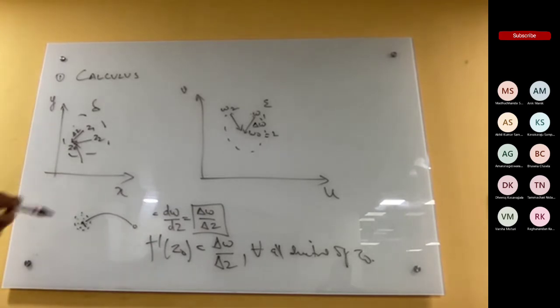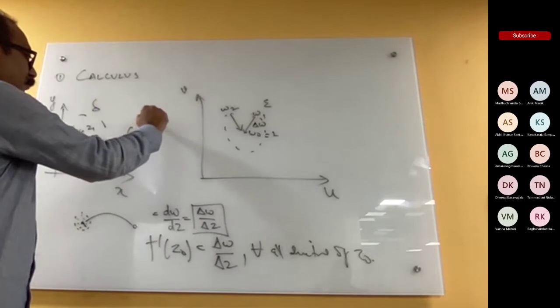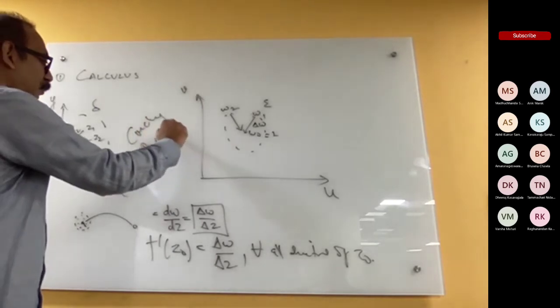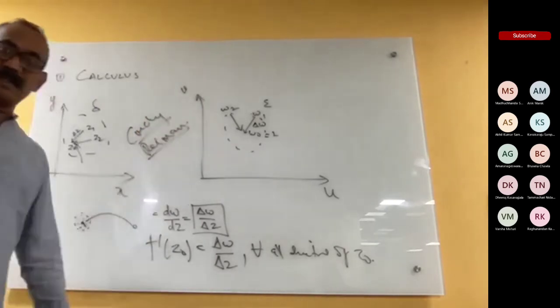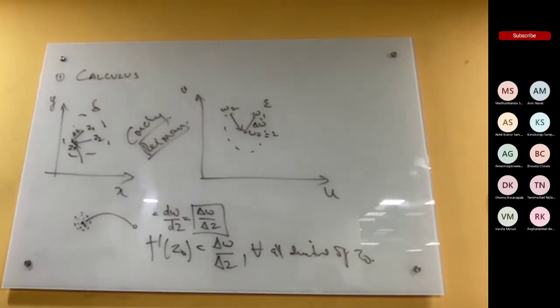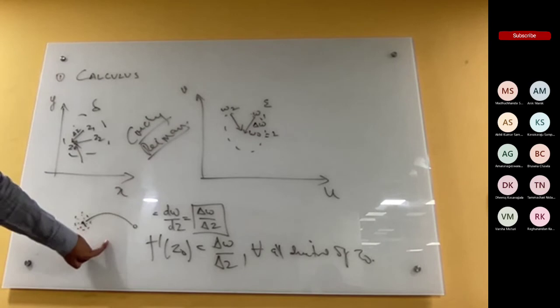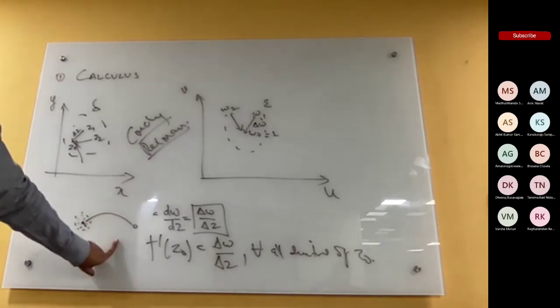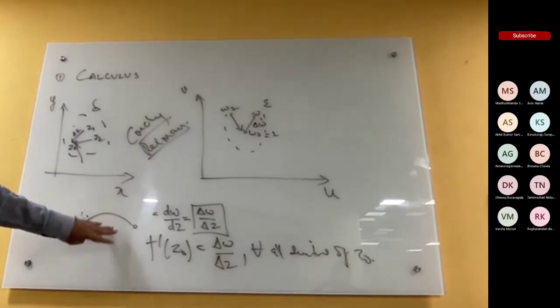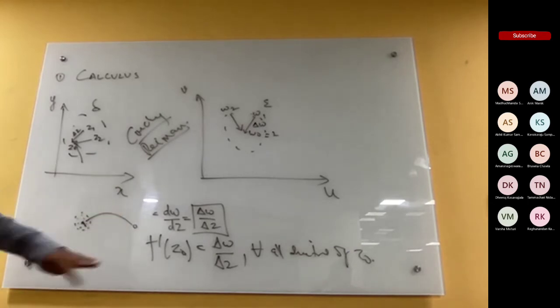See, this results in something called Cauchy-Riemann conditions, which we will see a little later, why this will result in Cauchy-Riemann conditions, okay? But this is important. This is a very, very important condition that happens within complex numbers. It does not happen with real numbers. It does not happen with any other number system except with complex numbers.